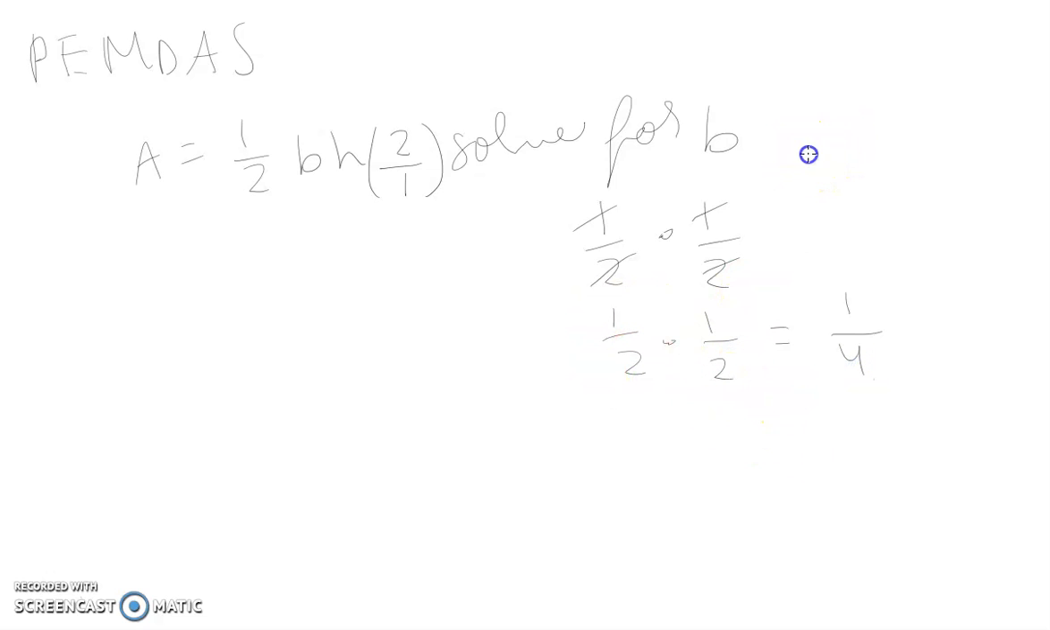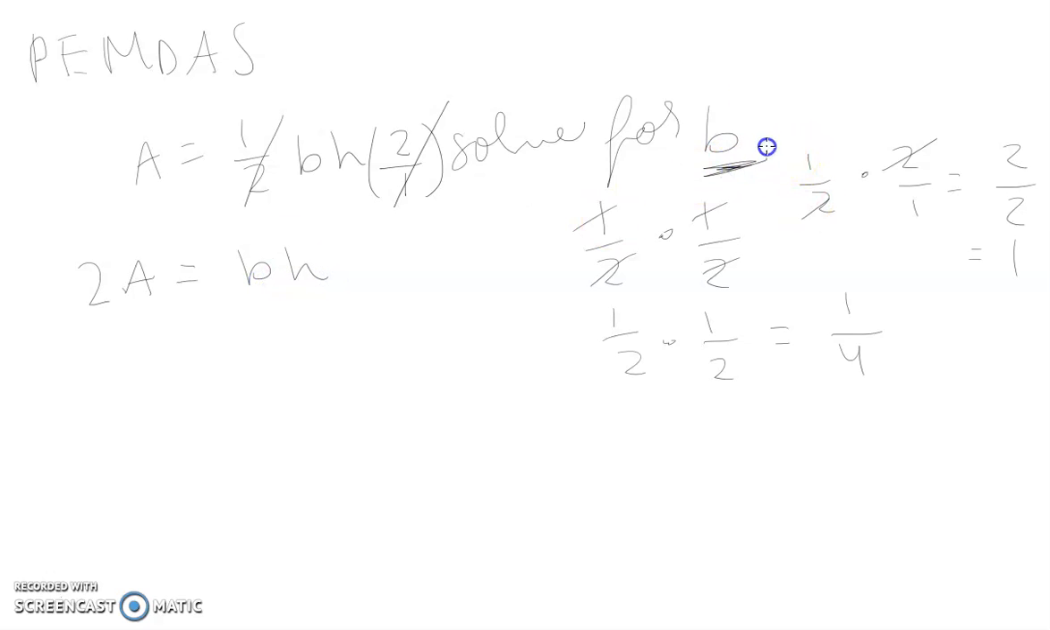But if you multiply 1 over 2 and 2 over 1, it actually cancels out, because 1 times 2 is 2, and 2 times 1 is 2, and this just becomes 1. So basically the whole thing is just moving to 1, which is why you call that a reciprocal. So now you multiply a times 2 over 1, which is just 2a, equals BH.